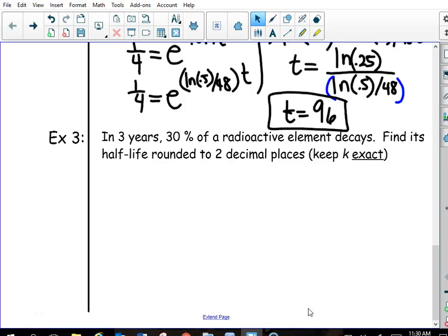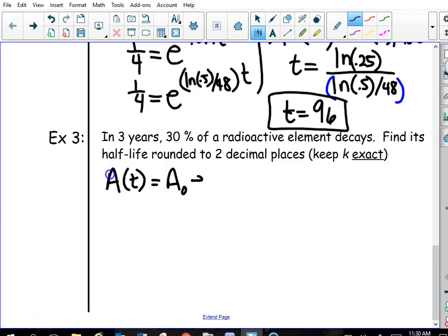Okay, very similar problem to the last one. We are going to use A of t equals A sub 0 e to the kt. And here we definitely need to keep k exact. They ask you to enter it that way on the quiz.